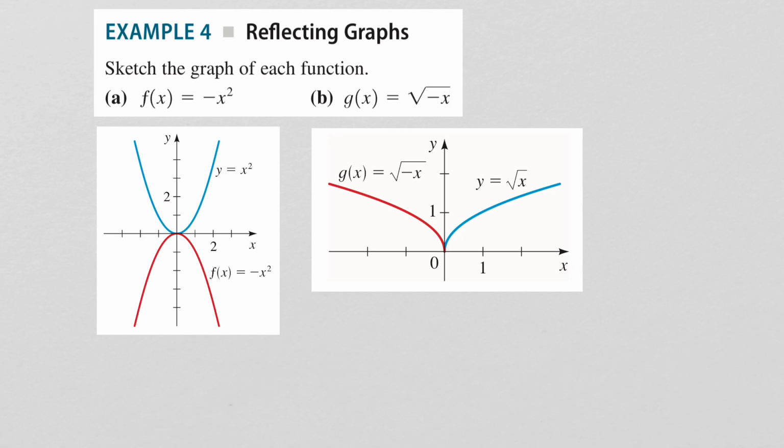For part B, we want to graph the square root of negative x. Well, we know that the square root of x is this graph. And now notice that the negative is on the inside of the function as opposed to the outside. So this is going to reflect it over the y-axis. So if we do a mirror image of this graph over the y-axis, we get this graph here.